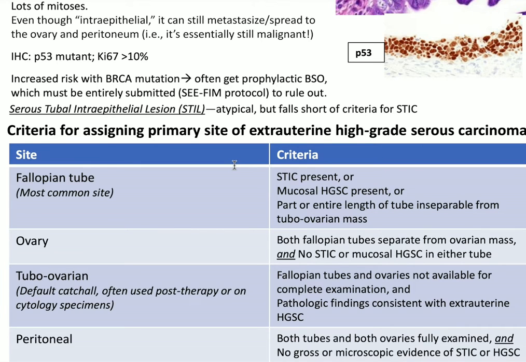Basically, the most common one is fallopian tube, where you should have STIC present or mucosal high-grade serous carcinoma present, or part or entire length of tube inseparable from tubo-ovarian mass. And I'll leave these for your review.